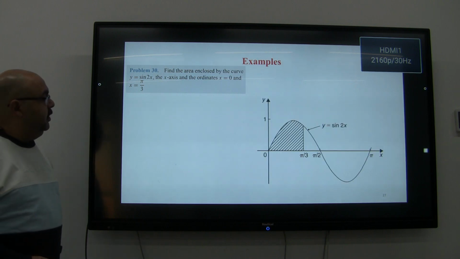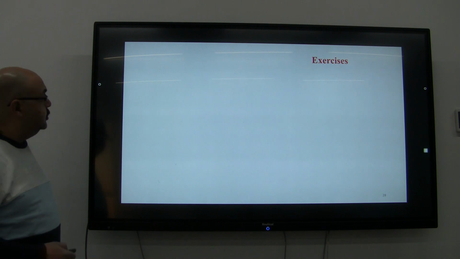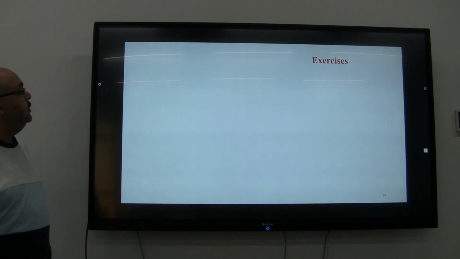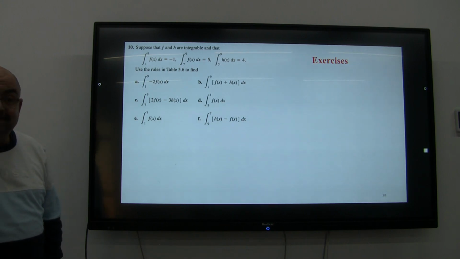This is the shape of sin 2x integrating from 0 to 3. It's going to give 0.75, which is 3 over 4, exactly as we said. Okay, this is a very nice problem, and it's confusing.